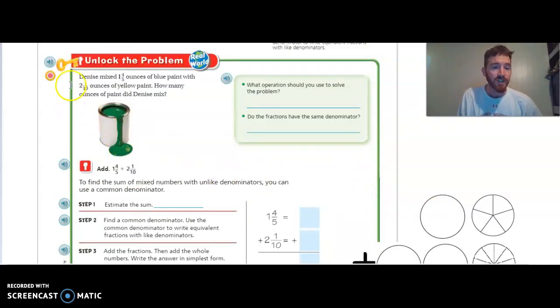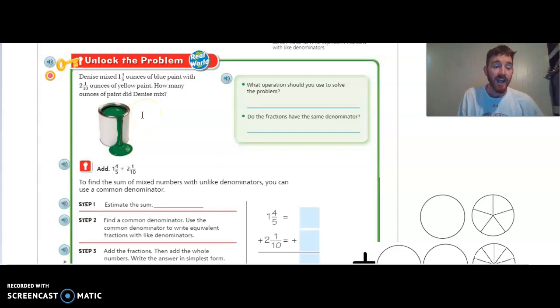But a real simple example here: we have Denise mixing up some paint. She's got blue paint and yellow paint, and she's going to make green. That's why we see green here, right? Know your primary colors. Blue and yellow make green. So we have 1 4/5 ounces of blue paint and 2 1/10 ounces of yellow paint. How many ounces of paint did she mix?